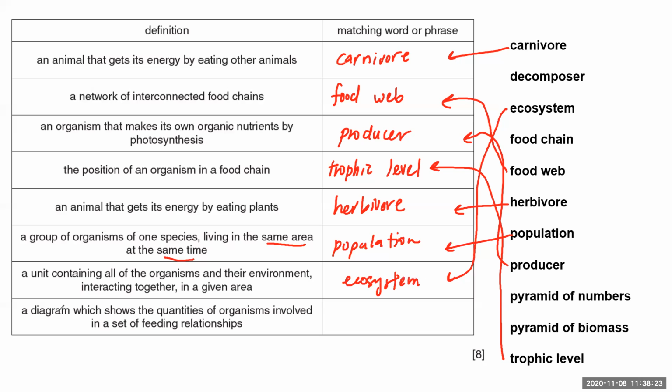And finally, a diagram which shows the quantities of organisms involved. Quantities of organisms, how many of them? That's pyramid of numbers.